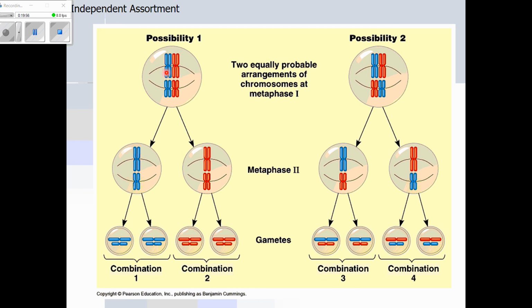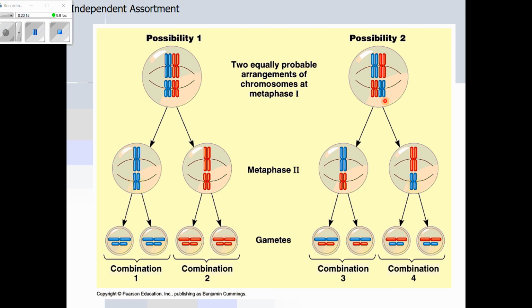In other words, maybe the paternal chromosome is on the left and the maternal chromosome is on the right, but it could be the other way around. It could be the maternal chromosome is on the left and the paternal chromosome is on the right. It's random, and it's random for each pair.